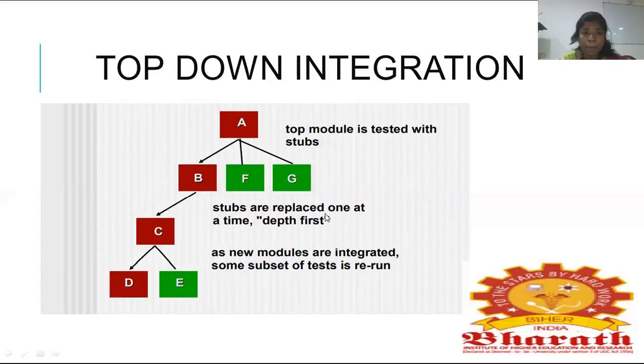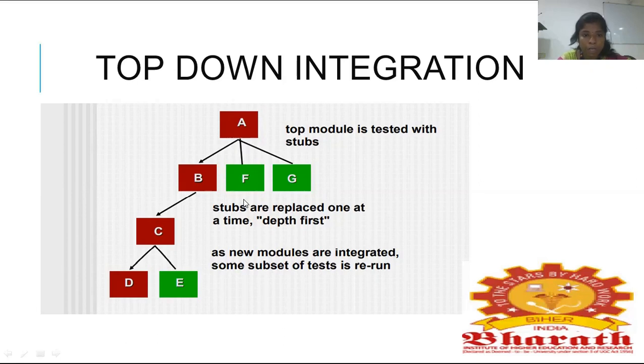What is top-down testing? I should check the integration testing from A: is A the parent of B or not, is B the parent of C or not, is C the parent of D and E or not. So the top module we should test with all this. Whether A is a parent to B, which is a parent to C. So I should check my top module. That is called top-down integration testing.